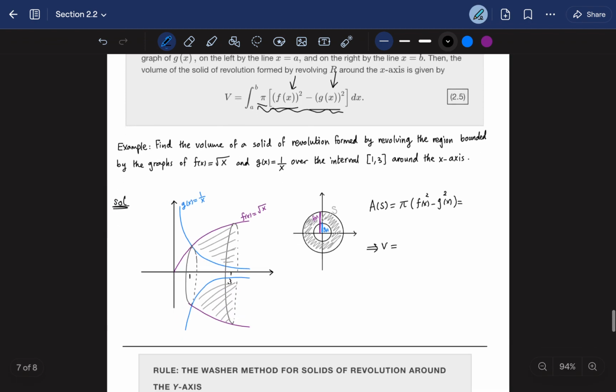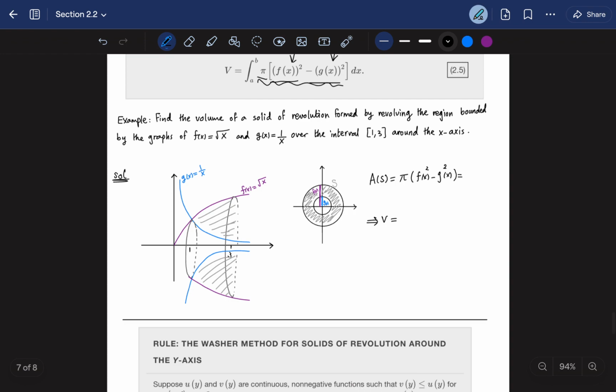So let's look at this example. If I want to find the solid of revolution between these two curves on the interval 1 to 3 around the x-axis, if you graph it, you're going to get these two functions. And if you revolve it around the x-axis, like that, anything here is going to be empty, because the region that we're taking is this region in red. This is my region that I started with.